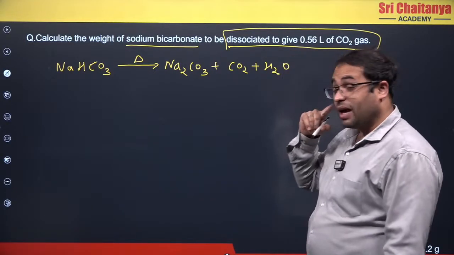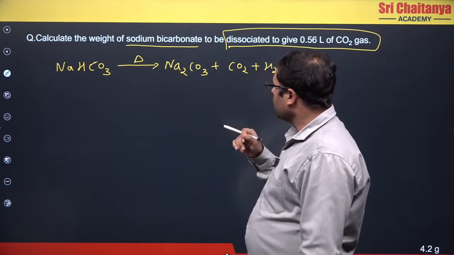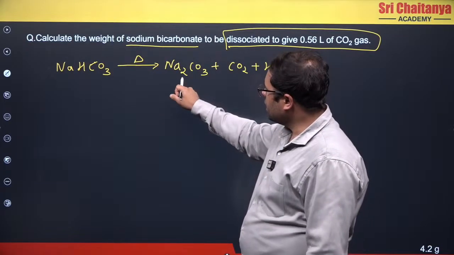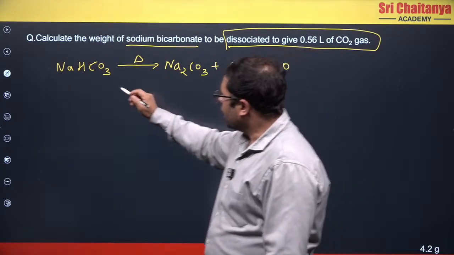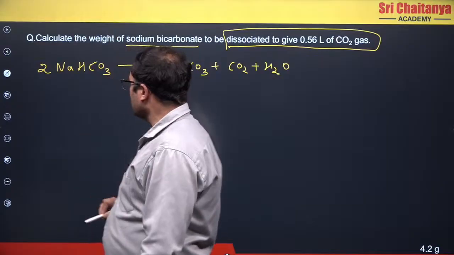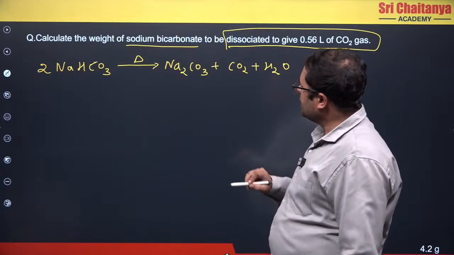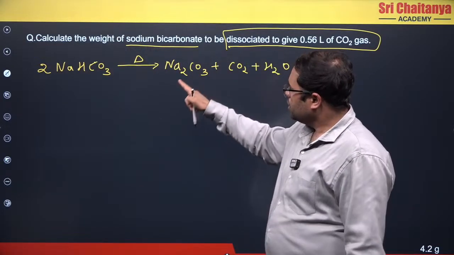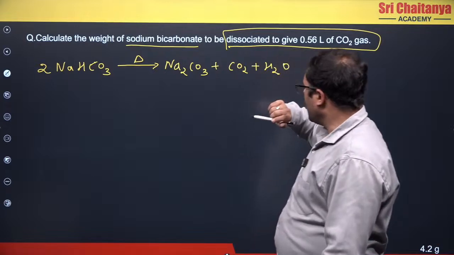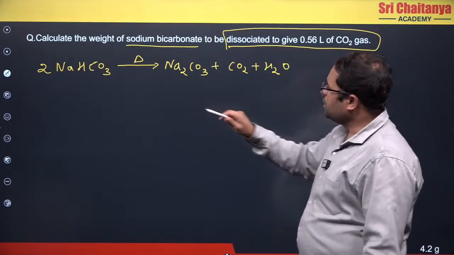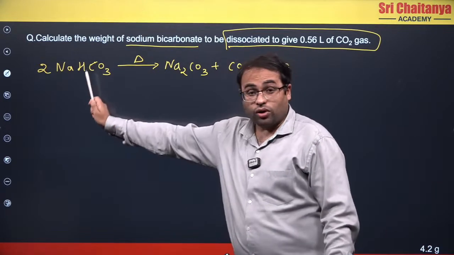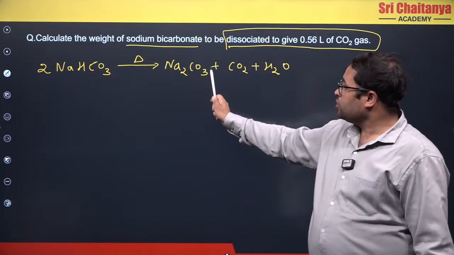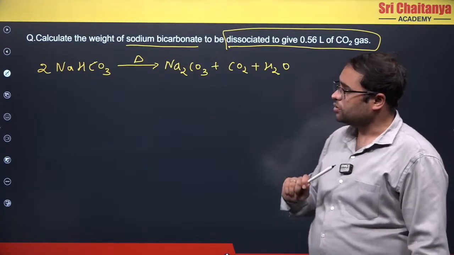Now let us balance this out. On the very first go, you can see that there are two sodiums here. So I can put 2 here to balance this out. After that, see, there are 2 carbon atoms here. Here also 2 carbon atoms. Hydrogen check. 2 hydrogens here, 2 hydrogens here. 3, 6 oxygens here, and here also 3, 6 oxygens. The equation is balanced.